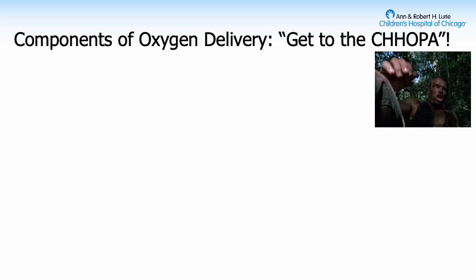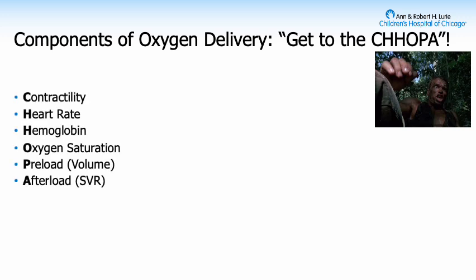This is a playful way of looking at the key components of oxygen delivery. It's a mnemonic, get to the CHOPA from Arnold Schwarzenegger's Predator. And the CHOPA is contractility, heart rate, hemoglobin, oxygen saturation, preload, and afterload. And preload is mainly defined by the intravascular volume status, afterload mainly by systemic vascular resistance, although that is not the only component of afterload.